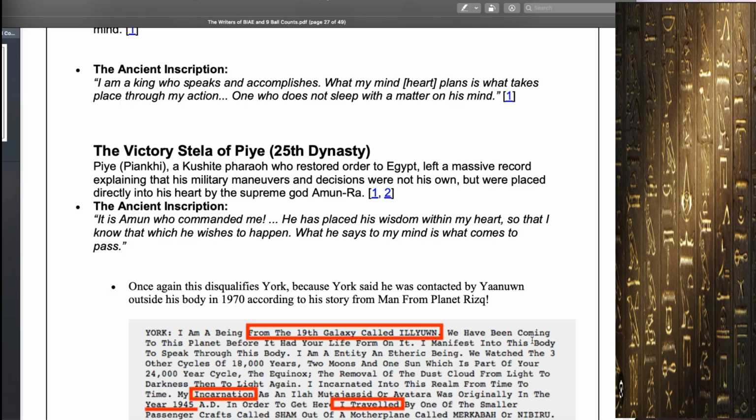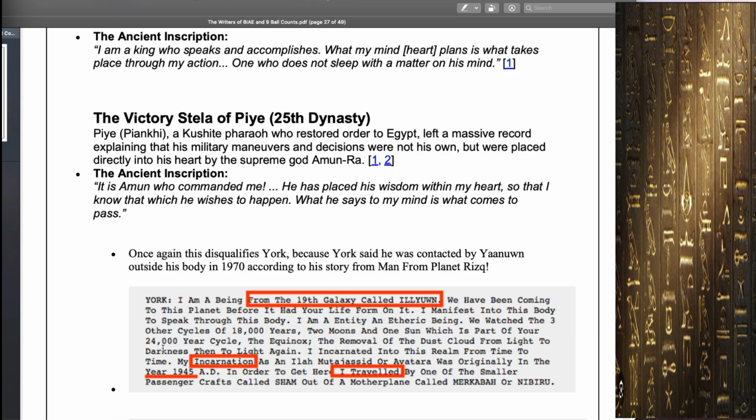He automatically daggered himself right there. It's over. We have been coming to this planet before it had your life form, and this had nothing to do with Kemet and why this dummy was walking around here calling himself Egyptian names, and none of the Kemet talks about stuff outside the universe. They so dumb.